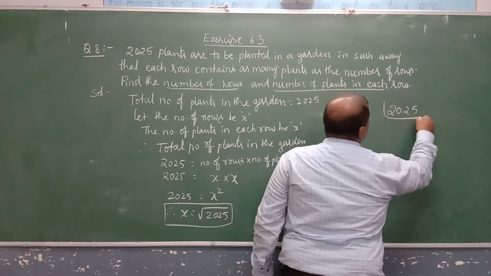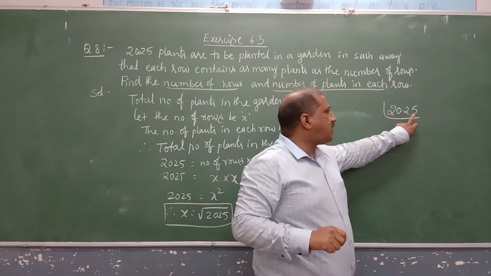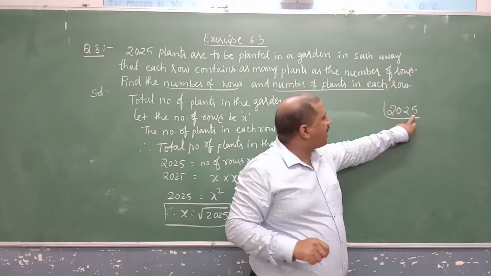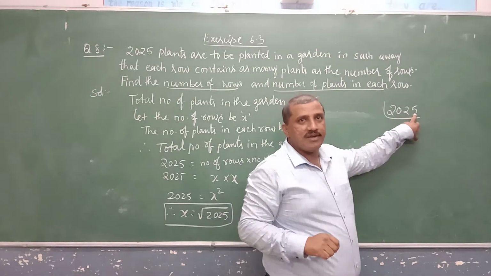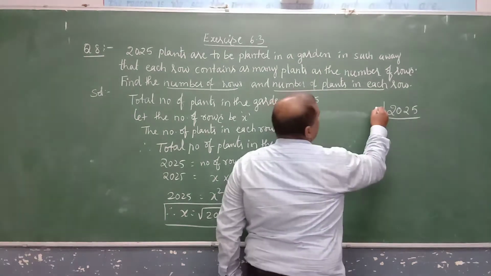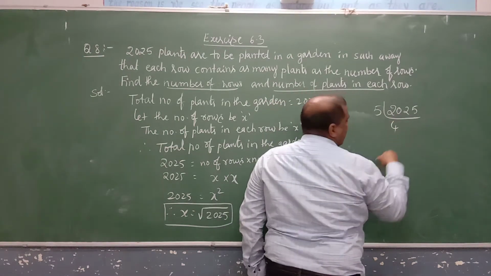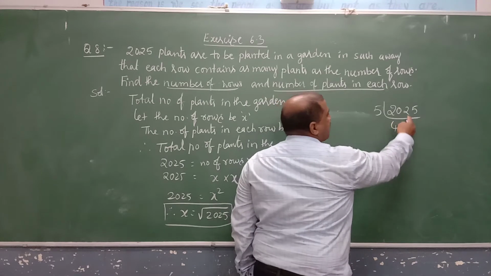2025. So what is the unit place digit of this number? It is 5. So this number is divisible by 5. Divide with 5. 5 4s are 20. 20 minus 20 is 0. Then bring 2.